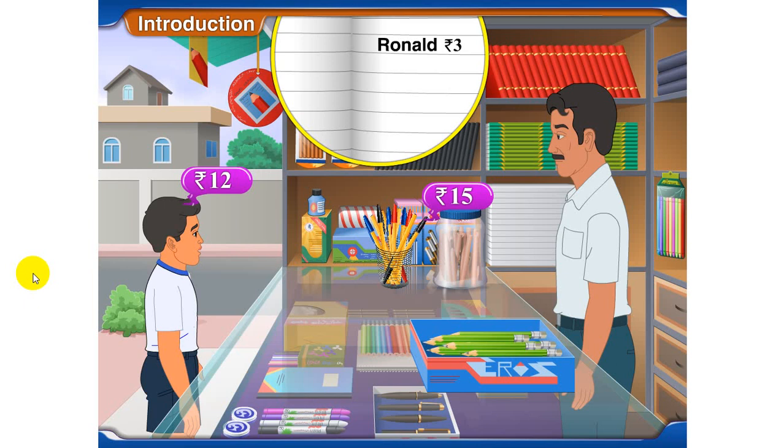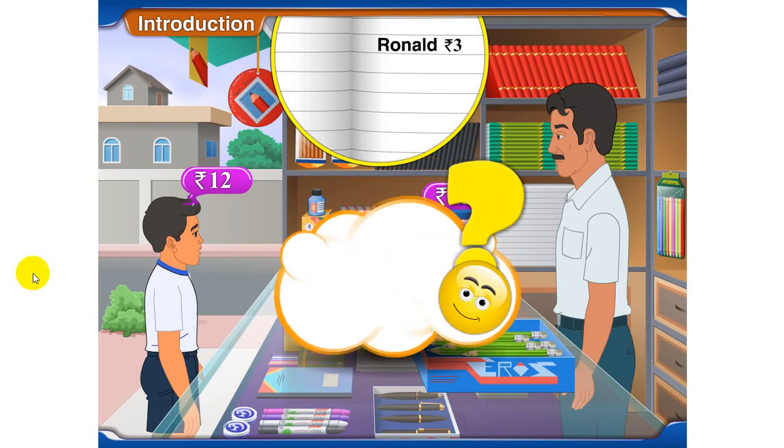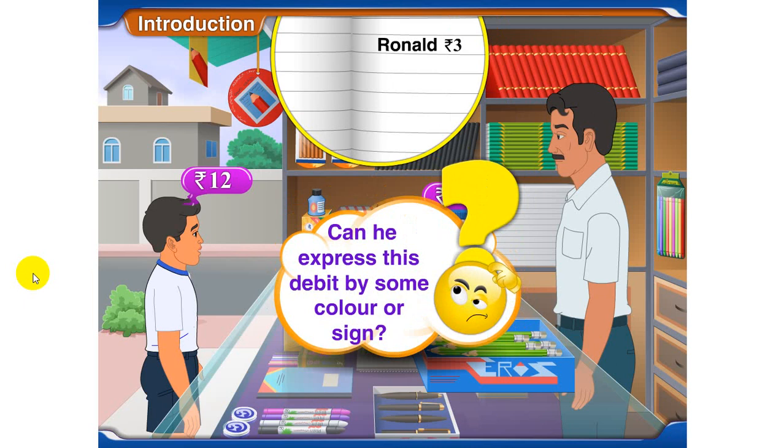He writes rupees 3 in his diary to remember Ronald's debit. But how would he remember whether rupees 3 has to be given or has to be taken from Ronald? Can he express this debit by some color or sign?